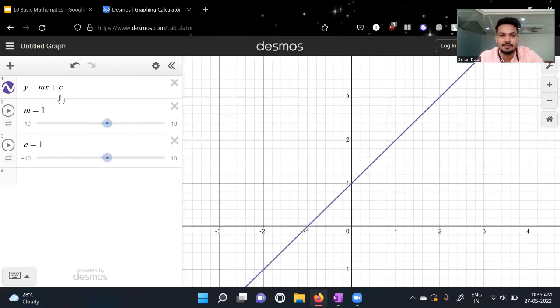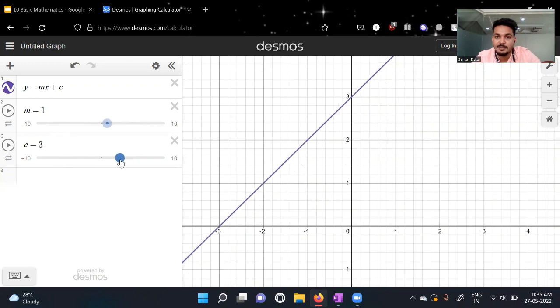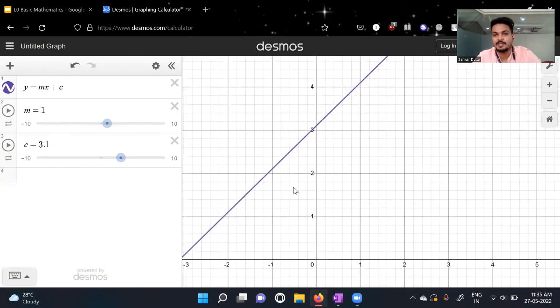So this is the line y equals mx plus c, where m is 1 and c is 1. This is actually the equation y equals x plus 1, because m is 1 and c is 1. Now let's change the value of c and see what happens. I'm going to increase the value of c. What is happening? Just look at the value where the line intersects the y-axis, because otherwise you'll see everything moving somewhere. If I just look in the vertical direction, what is happening?